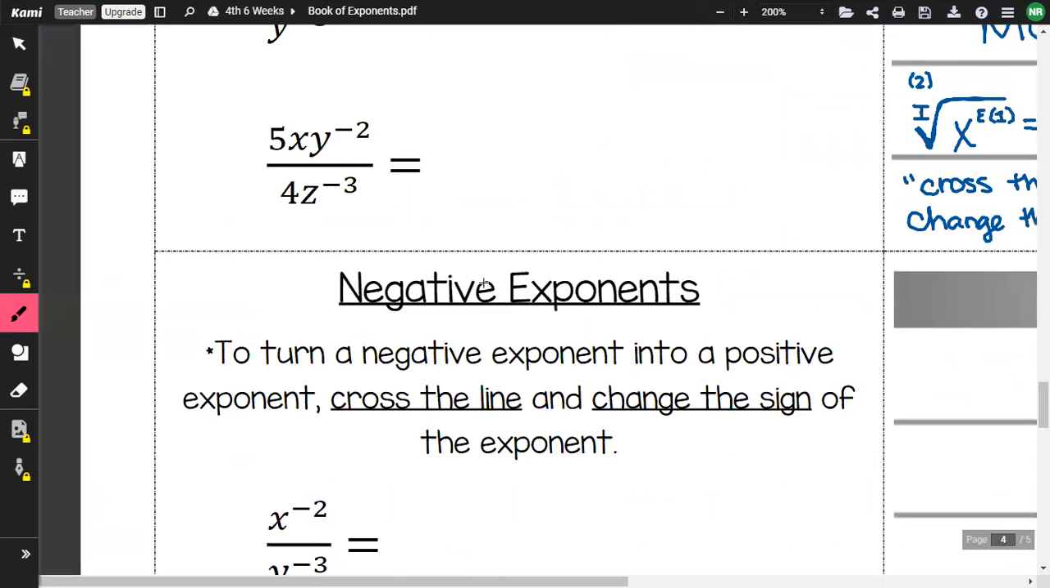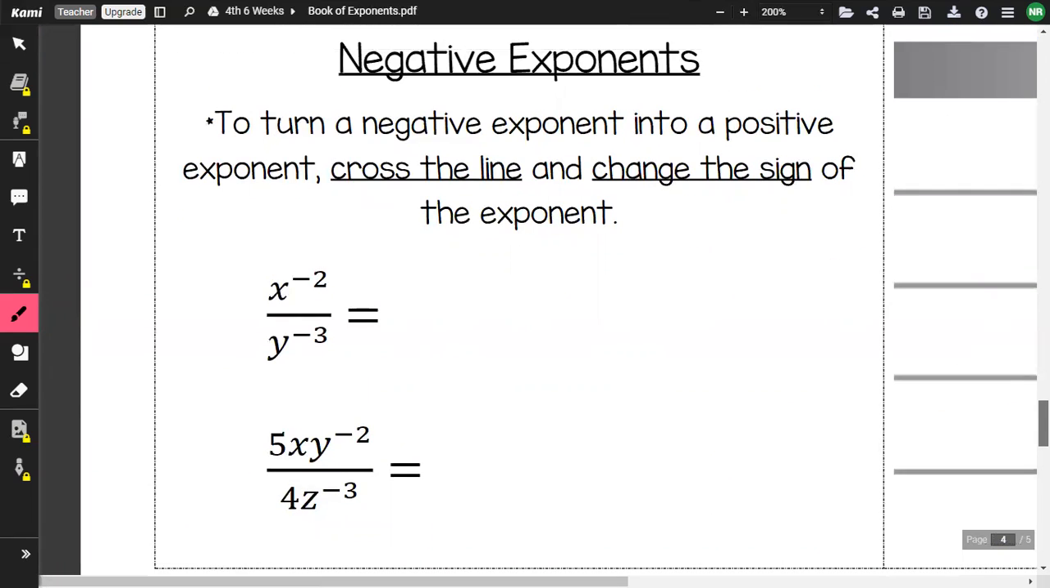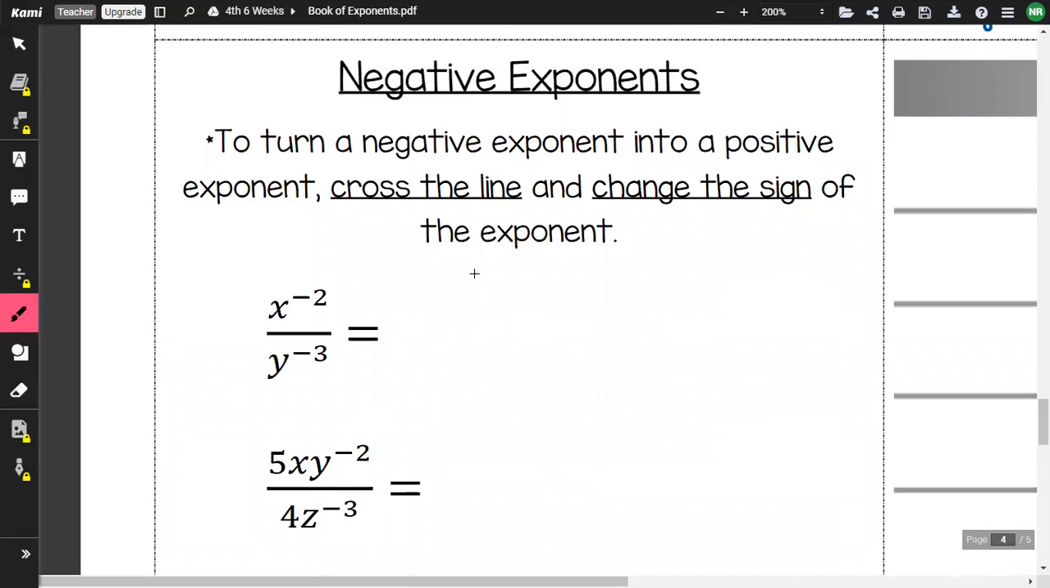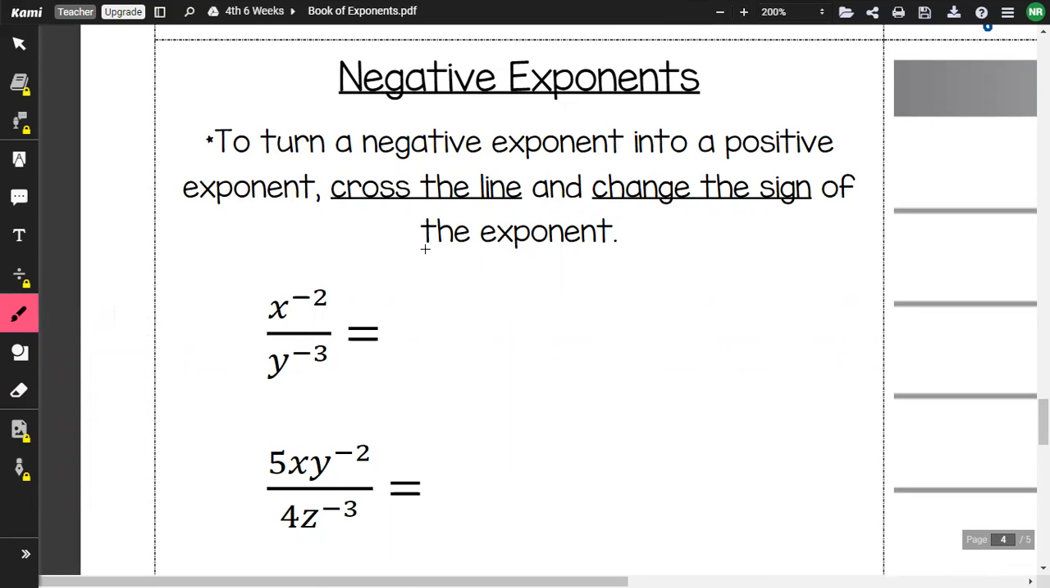Almost done. Negative exponents. We covered this a little bit. When you have a negative exponent, remember, cross the line and change the sign. Now, in this case, can we subtract first? Why not? Well, no, you can't. They're not the same base. So in this example, we actually do have to what? What have we been doing? Splitting it. Let's split it.